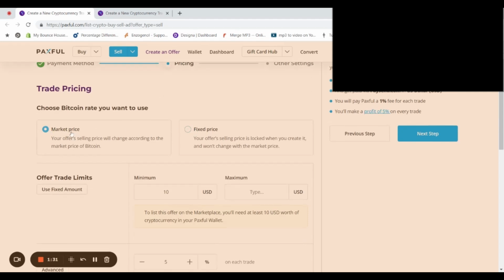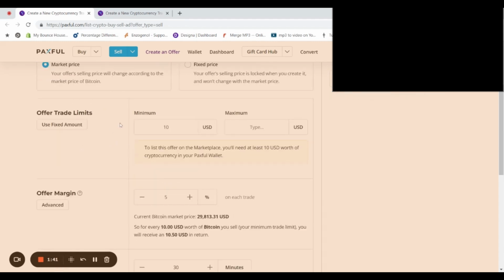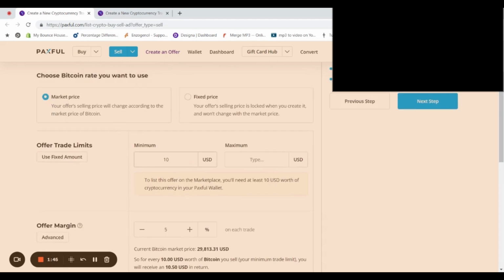Now we can use what's called the market price or the fixed price. I would not use fixed price unless you're advanced. I don't use it either. I would use the market price, and then what you can do is set a margin and limits based on the market price. So we're going to say we're selling crypto. Let's say the minimum trade we can take is $50. And then the maximum, let's say, is $300.